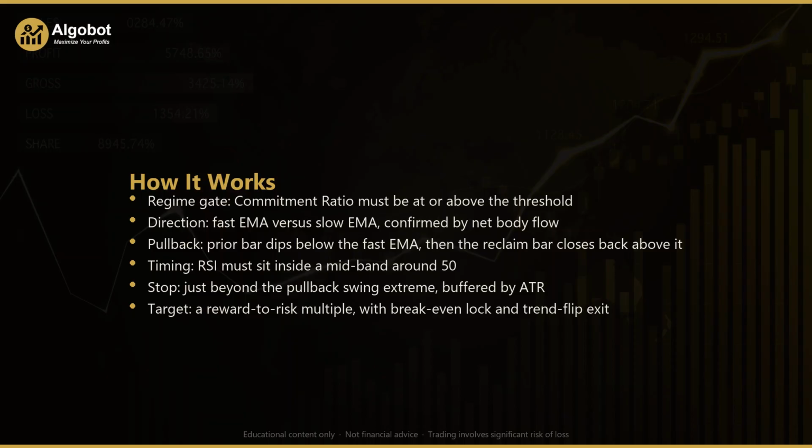Risk management is structural. The stop is placed just beyond the swing extreme of the recent pullback window, then buffered by a fraction of the average true range. The take profit is set at a reward-to-risk multiple of that stop distance, 2 to 1 by default. Once price travels 1 ATR in favor, the stop is pulled to break even. And if the fast and slow-moving average relationship flips against an open trade, the position is closed immediately. Only one position per magic number is ever open, so exposure stays bounded.